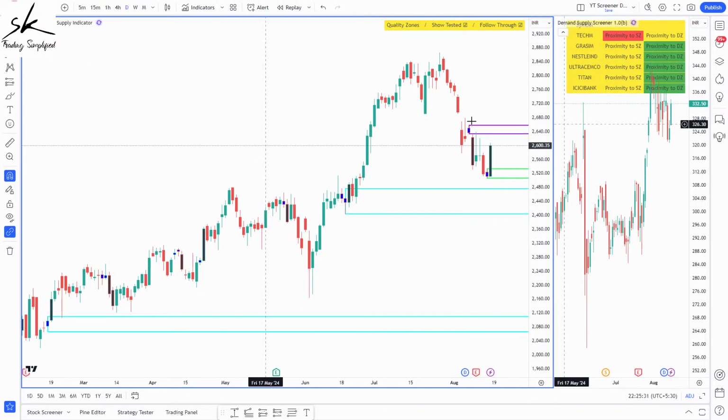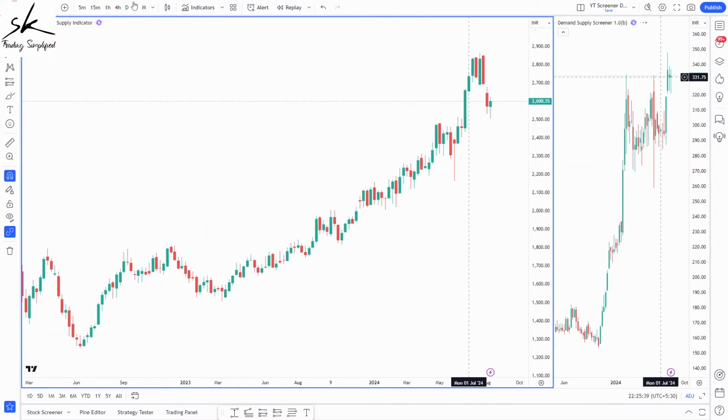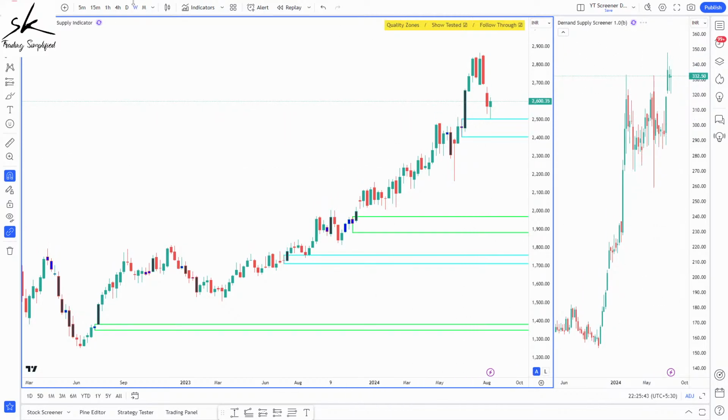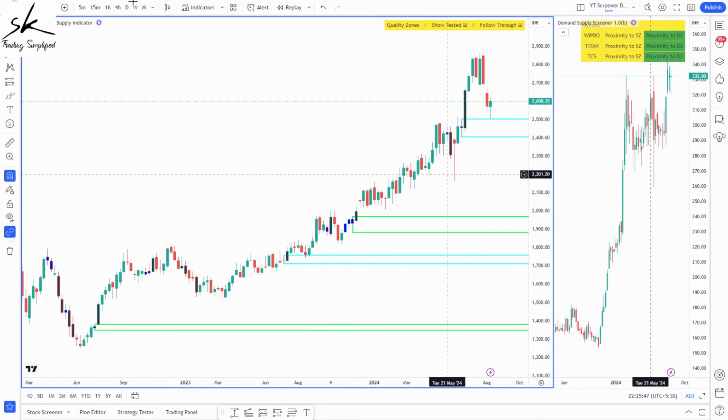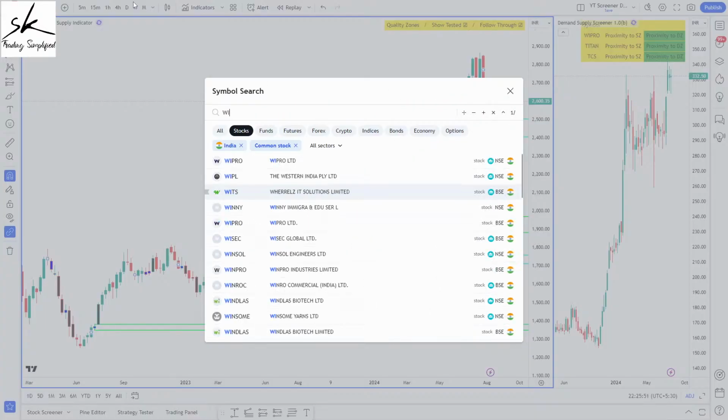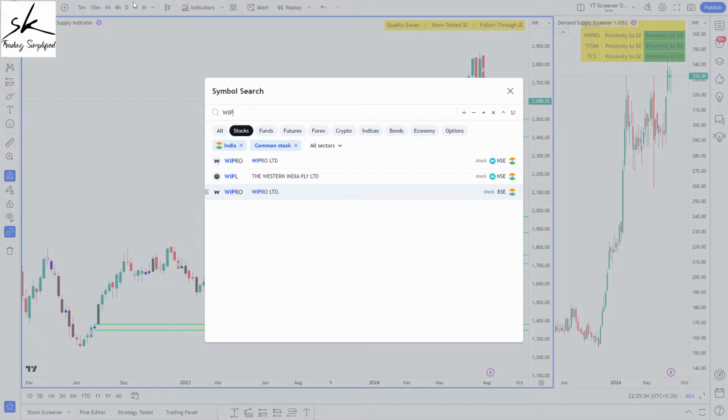And once you have created this, you don't have to change it. If you want to look at a different time frame, all I need to do is change it to weekly, and the settings still remain the same. Now it will give me the results based on the weekly time frame. For example, it is telling me these are the 3 symbols where on the weekly I'm closer to demand areas. So let's take the very first one, Wipro.